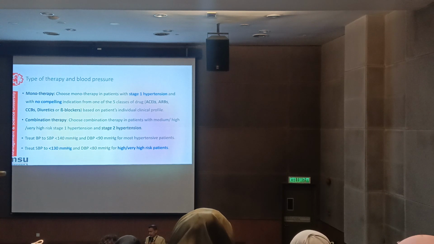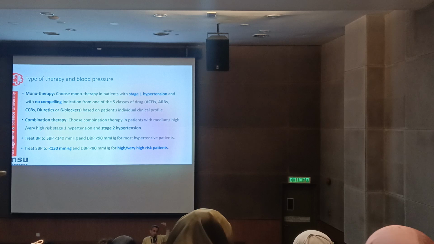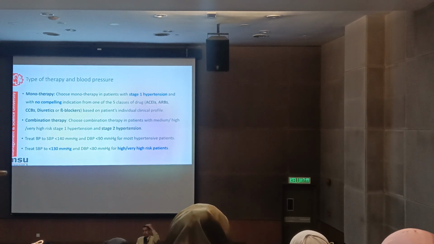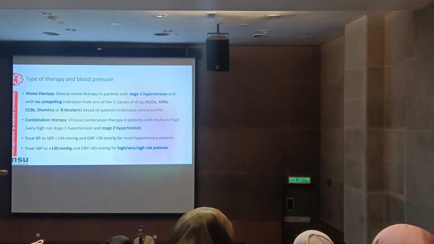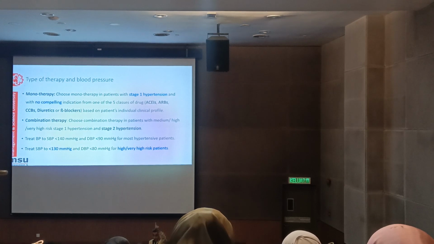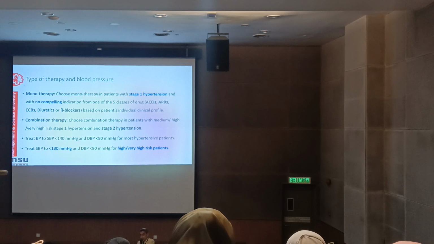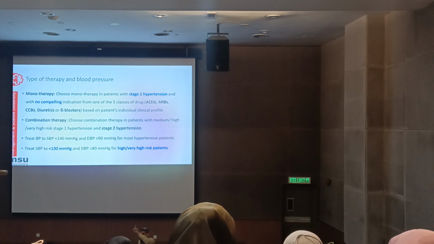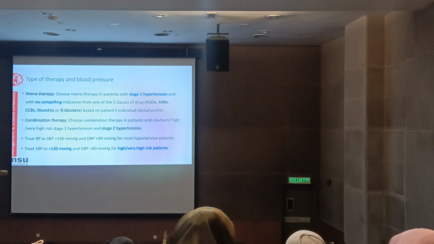In monotherapy, most of the guidelines say if your patient is at stage 1 of hypertension; sometimes classification says stage 1, stage 2, stage 3, some other classification says mild, moderate, severe. So if your patient has stage 1 hypertension without any other comorbidity or any other risk factor, I can start with what? Monotherapy. You see here, choose monotherapy in the patient with stage 1 hypertension with no complication.